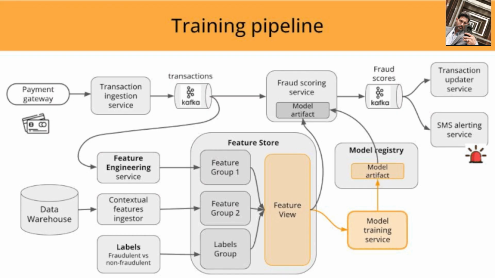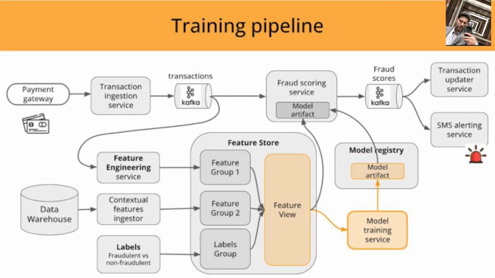The model training service is where the magic happens. It takes the selected features from the feature view and the corresponding labels, fraudulent or not, and uses a machine learning algorithm to train a model artifact. This artifact is the trained model, the brain, that can now predict fraud scores.